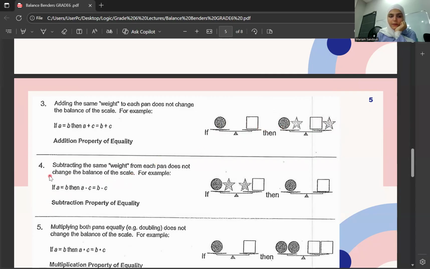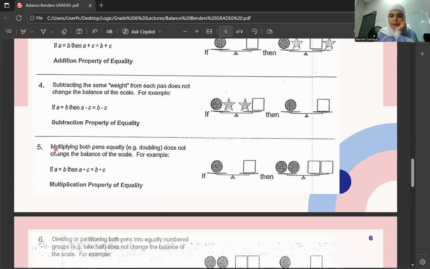Okay. The fourth property: subtracting the same weight from each pan does not change the balance of the scale. For example, if we have a circle and a star on one side, and a star and a square on the other, then subtracting the star from both sides does not change the balance. So if A equals B, then A minus C equals B minus C. This is the subtraction property of equality.